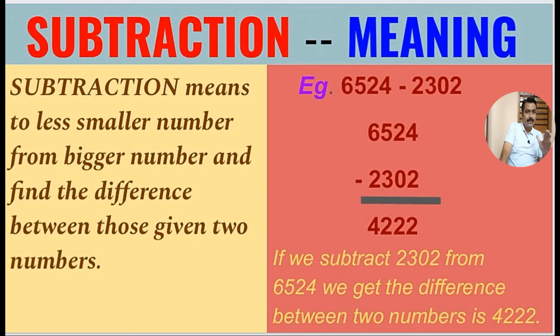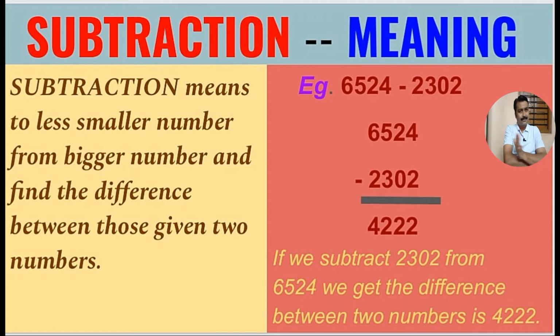So we get the answer 4222. This number that we obtain is the difference of these two given numbers. So at the end of this example I am saying that if we subtract 2302 from 6524, the difference between these two numbers is 4222. So in a short way we get the meaning of the subtraction process.